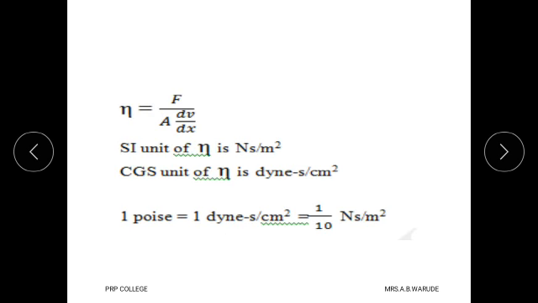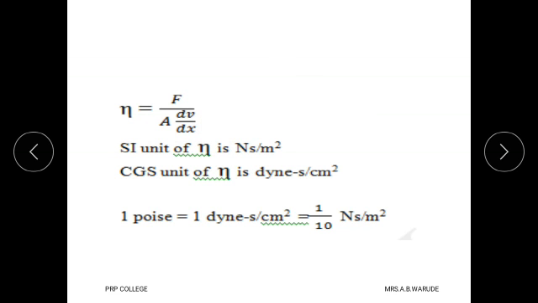And from that we write the formula for coefficient of viscosity: eta equals F upon A dV upon dx, where F is the viscous force, A is the surface area, and dV upon dx is the velocity gradient.